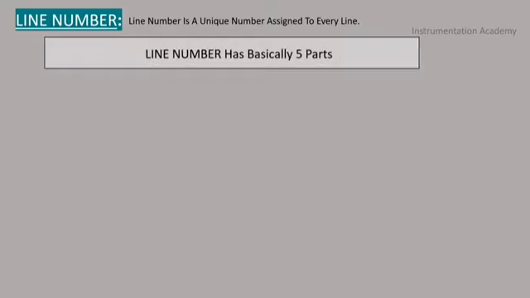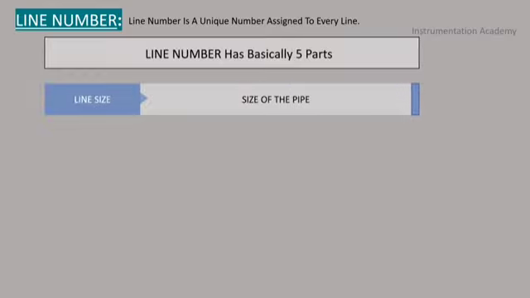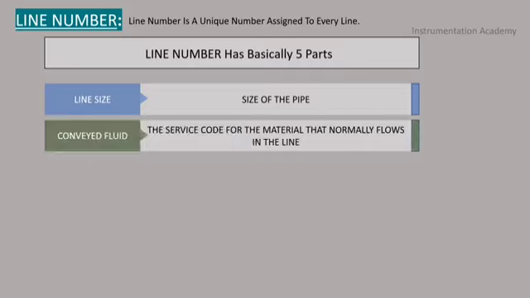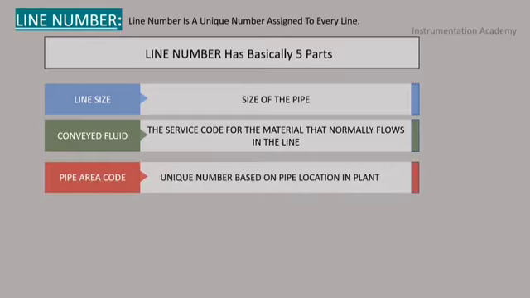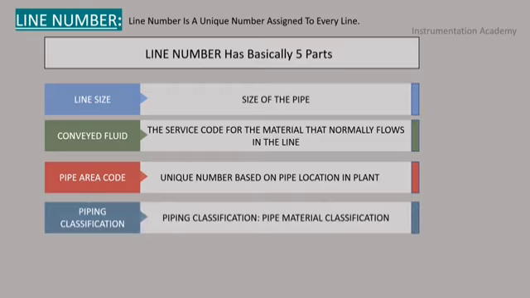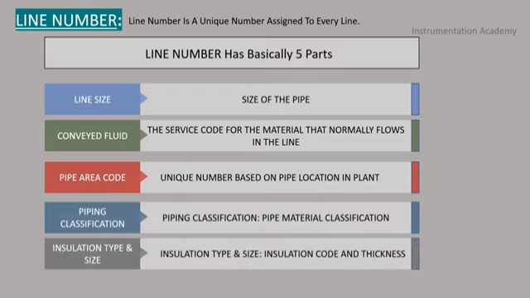Line number. Every pipe on a P&ID requires a unique number so that it can be uniquely identified during design or referenced in operating procedures. Line number is a unique number assigned to every line. Line number has basically 5 parts. The first part is line size. It represents the size of the pipe. The second part is conveyed fluid. This is the service code for material that normally flows in the line. The third part is pipe area code. It is a unique number based on the pipe location in a plant. The fourth part is pipe material classification, and the fifth one is insulation code and thickness.